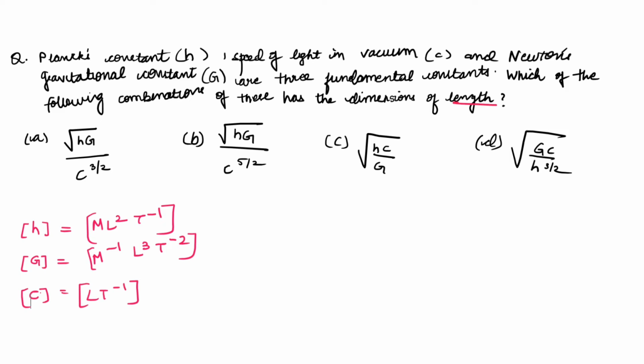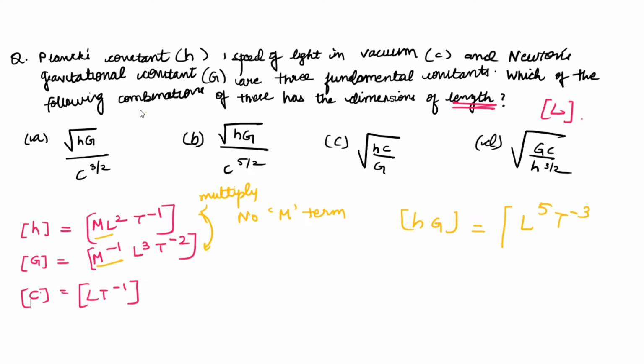See h and g, it's m power 1 and m power minus 1. So what should you do? You should simply multiply them, because then there is no m term. So h and g should be multiplied, that is for sure. So you can eliminate the options in which both are not multiplied. Look at options C and D. In option C it's given as h by g, and in D g by h. So absolutely it's wrong. So the options could be either A or B. Simple. Now both options are given as under root hg.